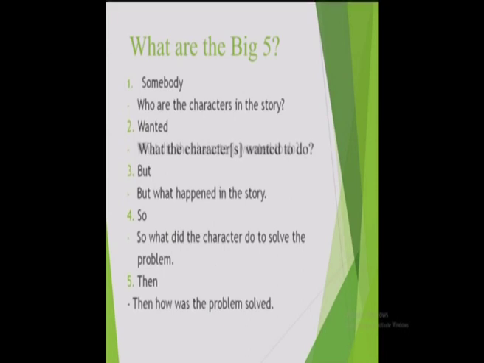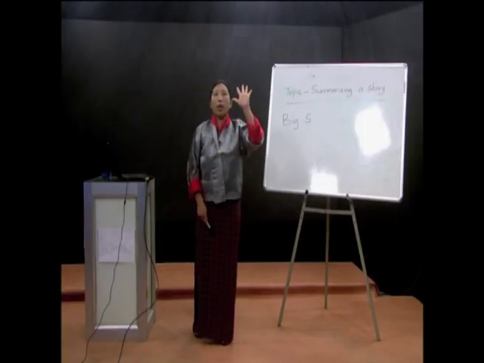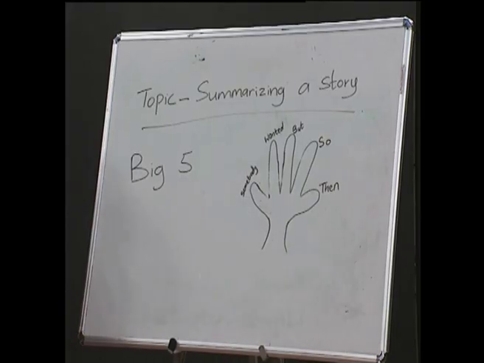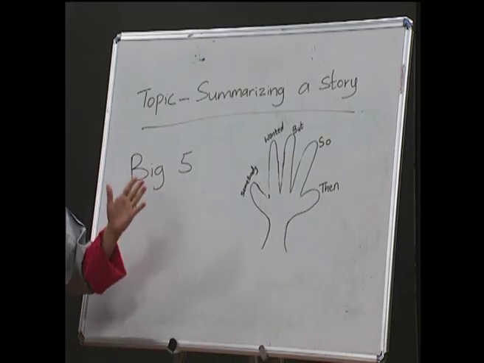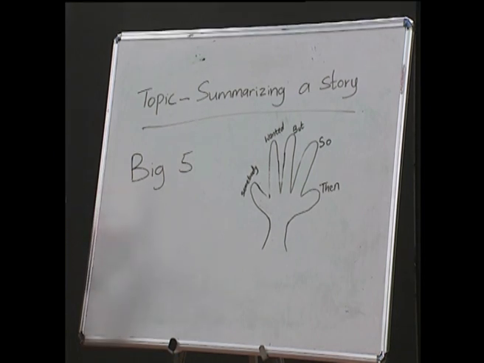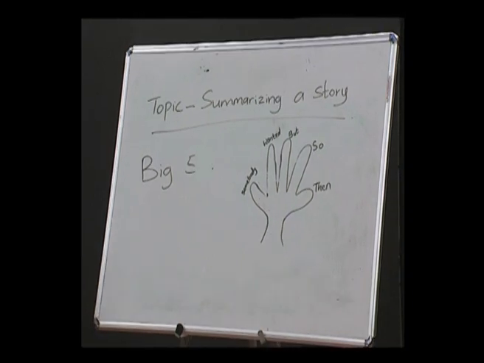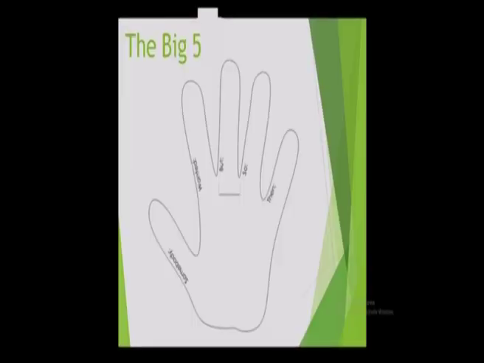So what are these big fives? Can we revisit it again? We have somebody, we have wanted, we have but, we have so, and we have then. It's easier for you to remember because you have 5 fingers and there are 5 big fives. Just like your 5 fingers, you can remember those big fives on your finger. Somebody, wanted, but, so, and then. So, these are the big fives. Is it easier for you to remember?